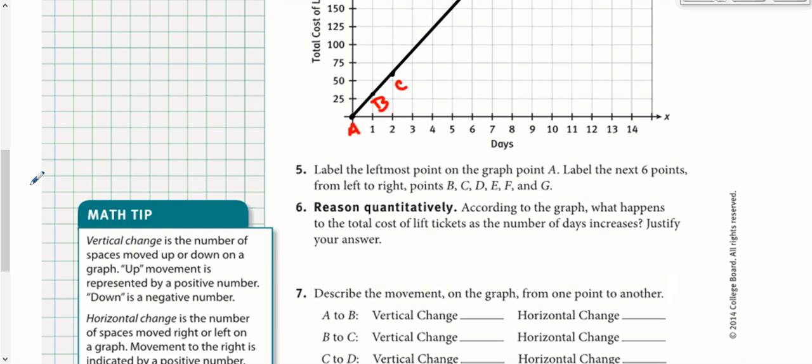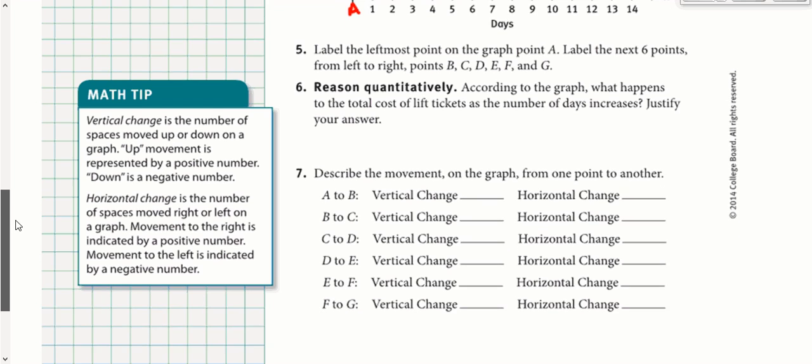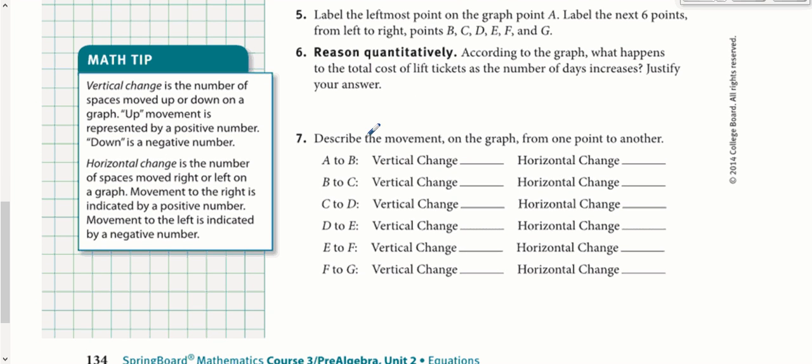Number 6, let's reason quantitatively. According to the graph, what happens to the total cost of the lift tickets as the number of days increases? Okay, you could justify that, I think, on your own. Number 7, describe the movement on the graph from one point to another.